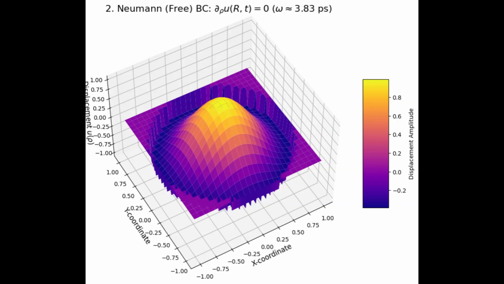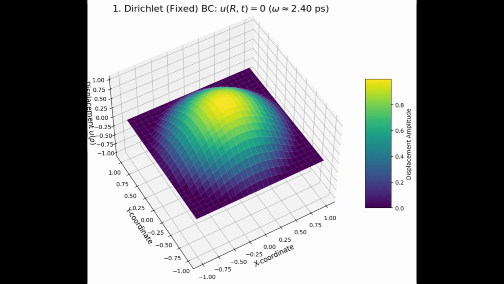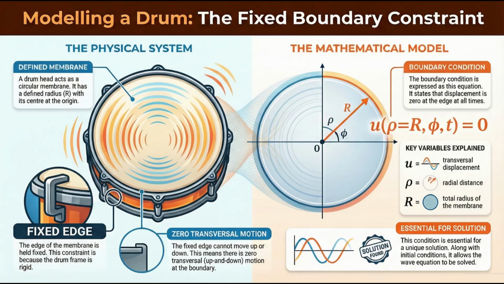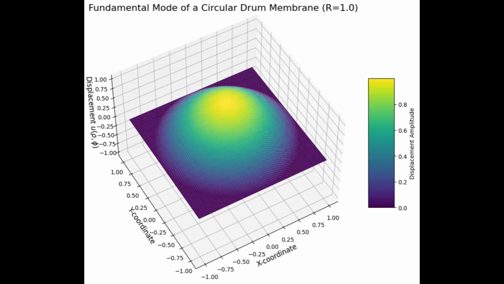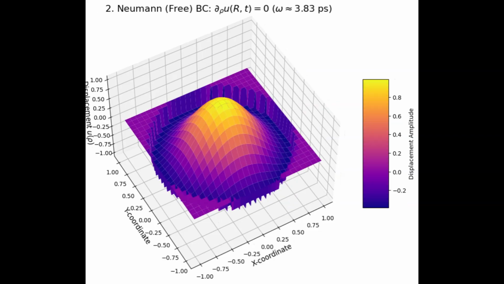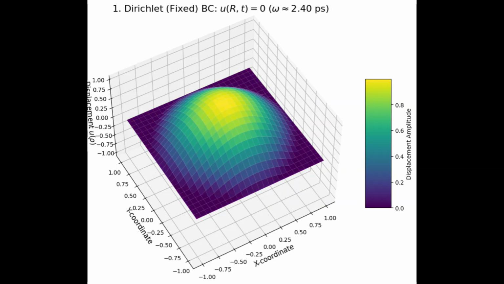Second, let's flip that with the Neumann condition. Now, this is different. It doesn't fix the edge in place. Instead, it just requires the boundary to stay perfectly flat as it vibrates. It seems like a small change, but it creates a totally distinct vibrational mode. You still get that peak in the middle, but the result is a significantly higher fundamental frequency.